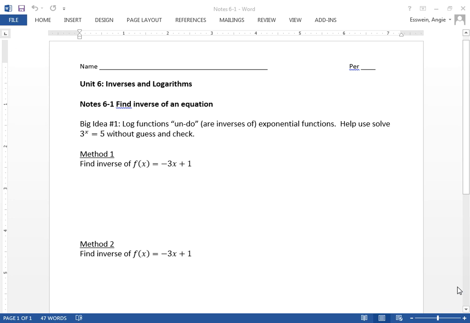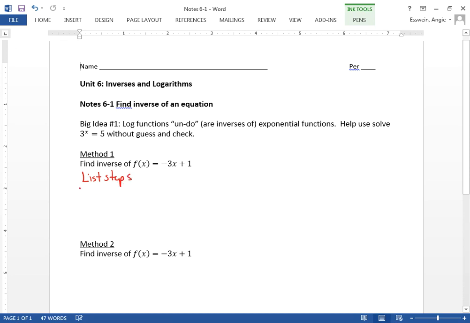Now we're not doing logs yet. We'll get to that next week, but we are finding the inverse. So let me show you two different methods. The first is a review of what you've already seen, but I want it written in your notes. So to find the inverse of f of x equals negative 3x plus 1, what we would do is we would list the steps that are happening in the original function.